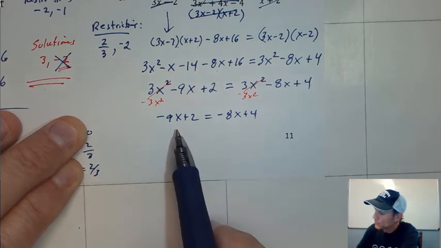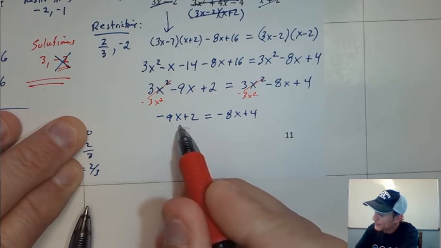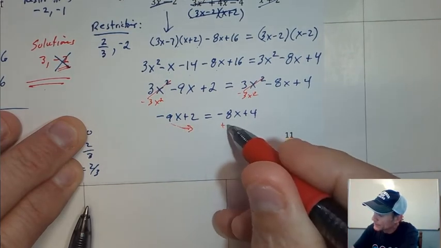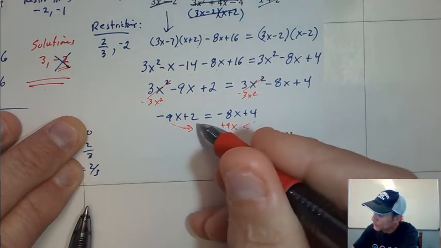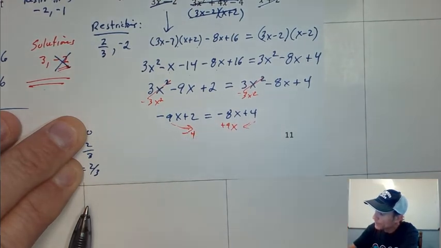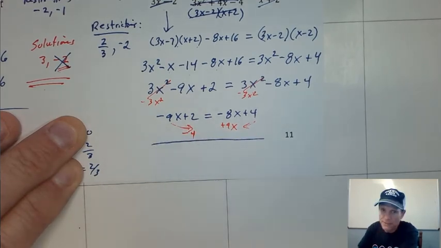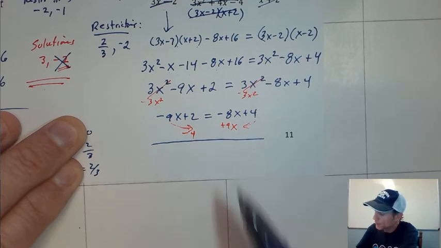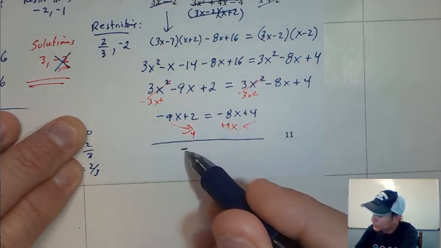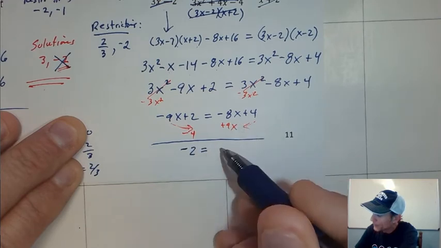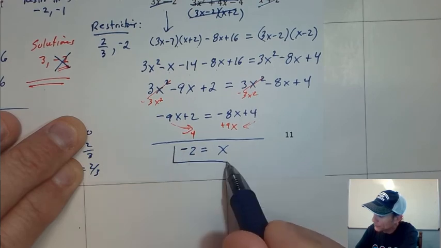Okay, so let's see. I'm going to move this 9x over, or add 9x. And then I move that 4 over to the other side, so I'll subtract 4. It's quite a long and messy problem here, but I've got to keep track of everything, and I get minus 2 here, and I get x here. So I have x equals negative 2.